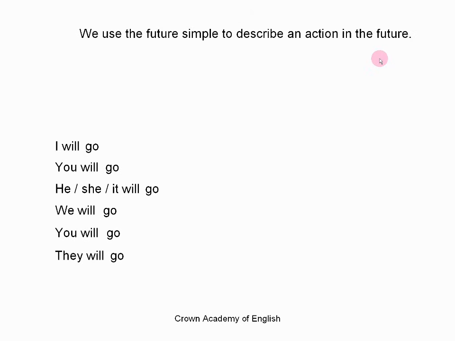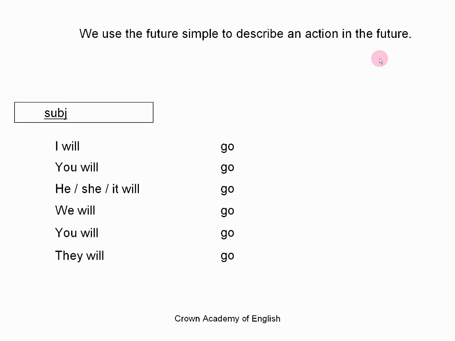So, if we look at this in a bit more detail, then this is what we see. We can see that the future simple tense is made up of the subject followed by the word will, which is then followed by the verb. Okay, so for example, I will go. I is the subject, will, and then the verb.